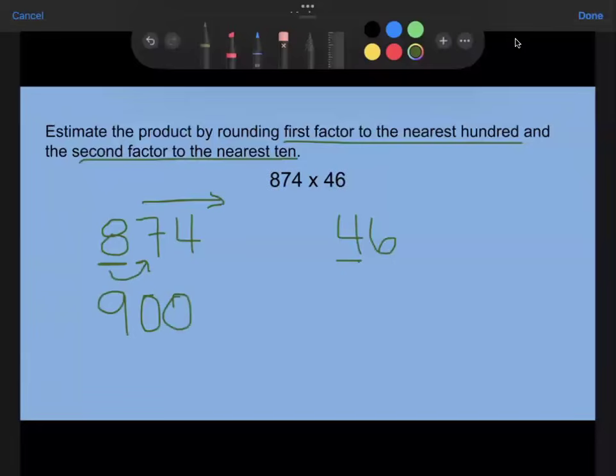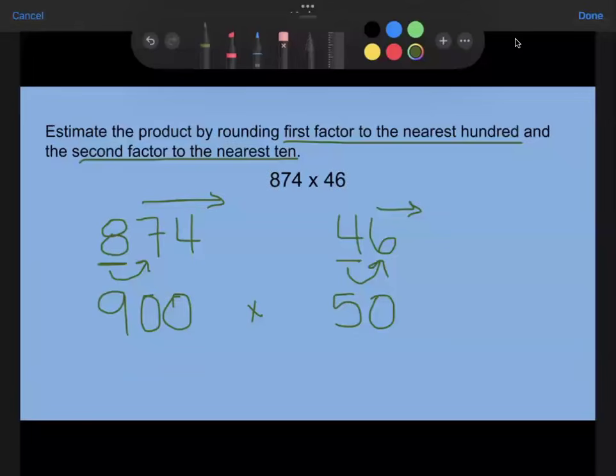For 46, I'm going to look at the digit just to the right of the 4, and that is 5 or more. So that means the 4 gets raised up to a 5, and then everything to the right of the underlined digit becomes a 0. So I'm going to go ahead and multiply these two together to get the estimation.